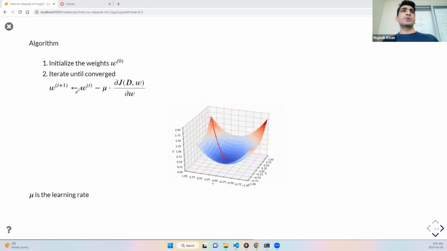Okay. So here, this idea is presented more mathematically. We initialize, we start with some random place. So on that hill, we would be somewhere randomly placed. And then we start taking steps until we reach the target.